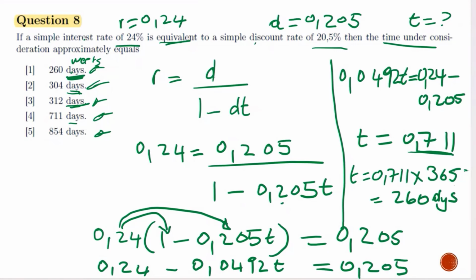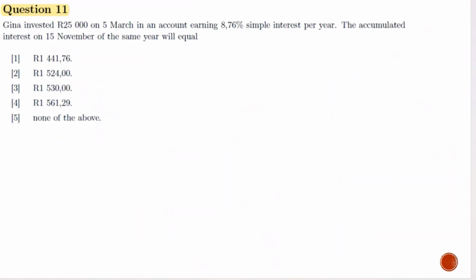All right, so let us look at this example. The reason why I want to look at it is that now you are given the date. So Gina invested this amount, that is your present value. This is your T0 on 5th of March, in an account earning 8.76%.